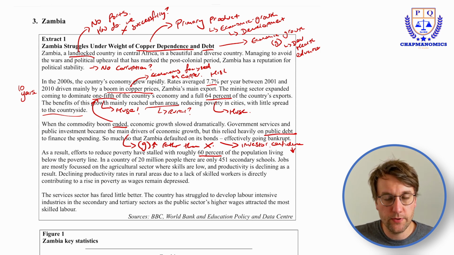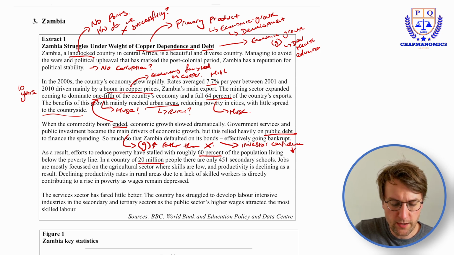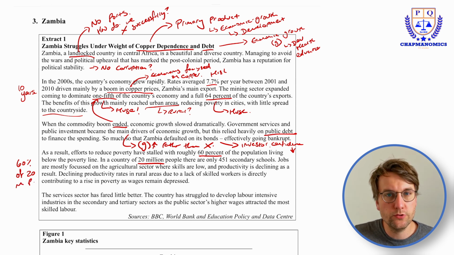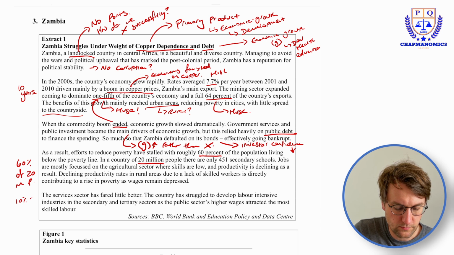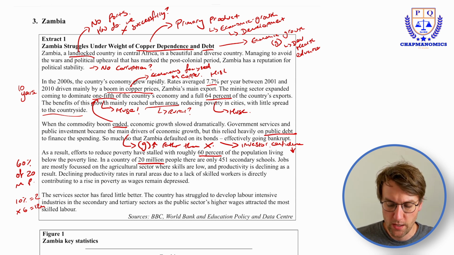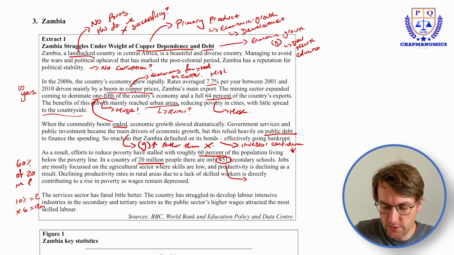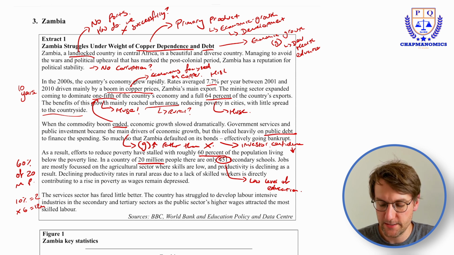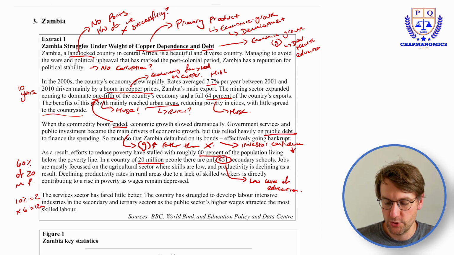In a country of 20 million people, now we can do a nice calculation here. If we have 60% of 20 million people, we can do that calculation. So 10% is going to be equal to 2 million, times that by 6, and we get 12 million. So 12 million people in this country are living in poverty. It's a great bit of application there. And there's only 451 secondary schools, so therefore this is going to mean low levels of education in Zambia. If there's only 451 secondary schools for 20 million people, if we assume that even something like a quarter of those people, so 5 million people, are kids, there's only 451 secondary schools for them all to go to. It's not a huge amount.